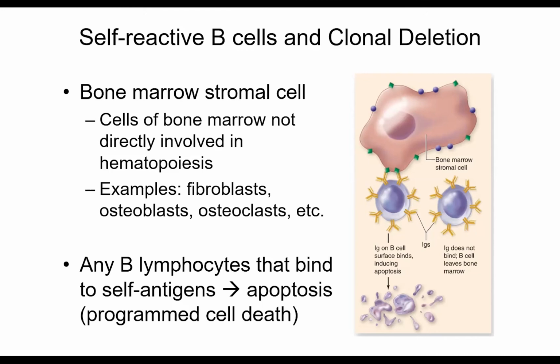Now, a B cell has a structure on it that's very similar to an antibody. It's called a B cell receptor, or BCR. And this receptor is how B cells recognize foreign antigens.